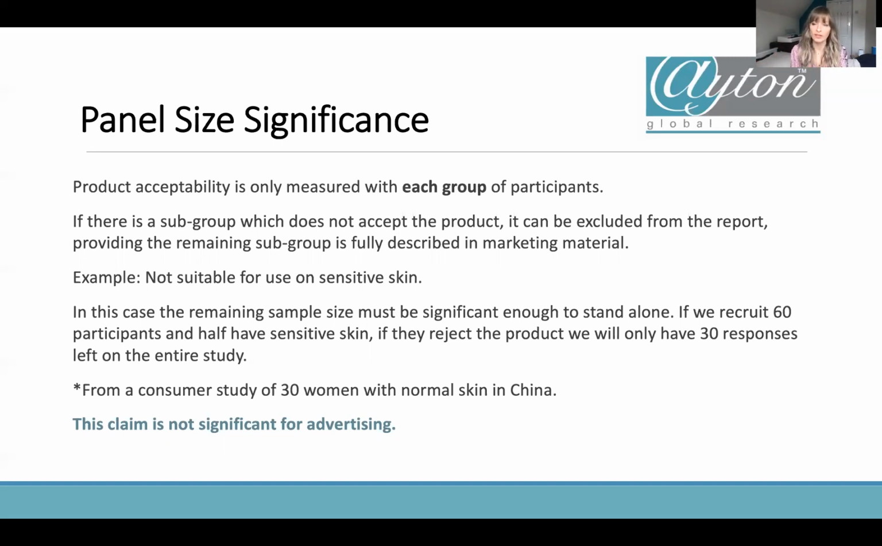Then you're left with a very small subgroup. So you'd say from a consumer study of 30 women with normal skin in China, for example, the claim would not be significant for advertising. 30 people was much too low for a consumer study. So it's really important to think about the subgroups as well. And if you were to remove data, would you be left with enough data to sell it? Lots of things to think about with panel size.